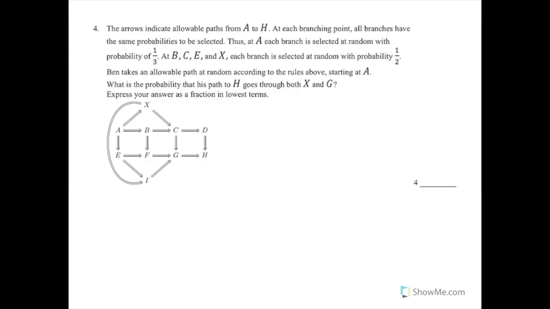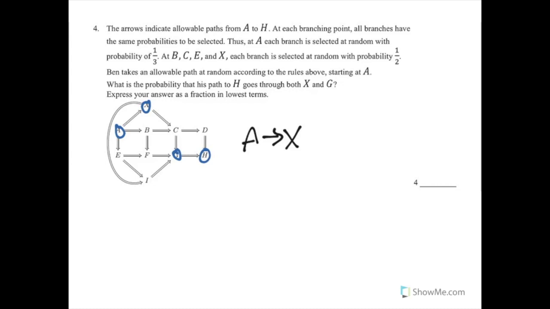Okay, moving on to the next question, question 4. Again, if you need to read the question, just pause the video. So we need to go from A to H, and we have to pass through both X and G. So mark out these 4 points over here. And we see that the only way to get to X is directly from A. And since A is a starting point, we must have A goes to X.